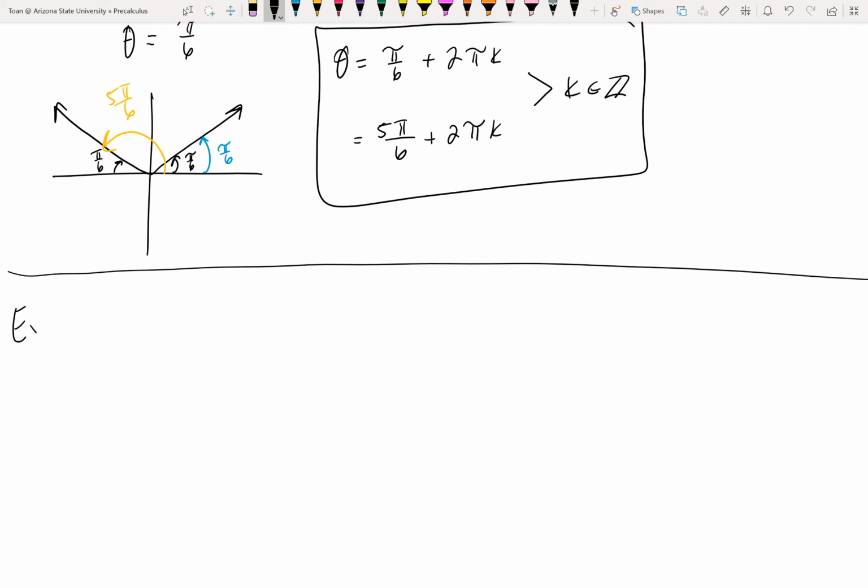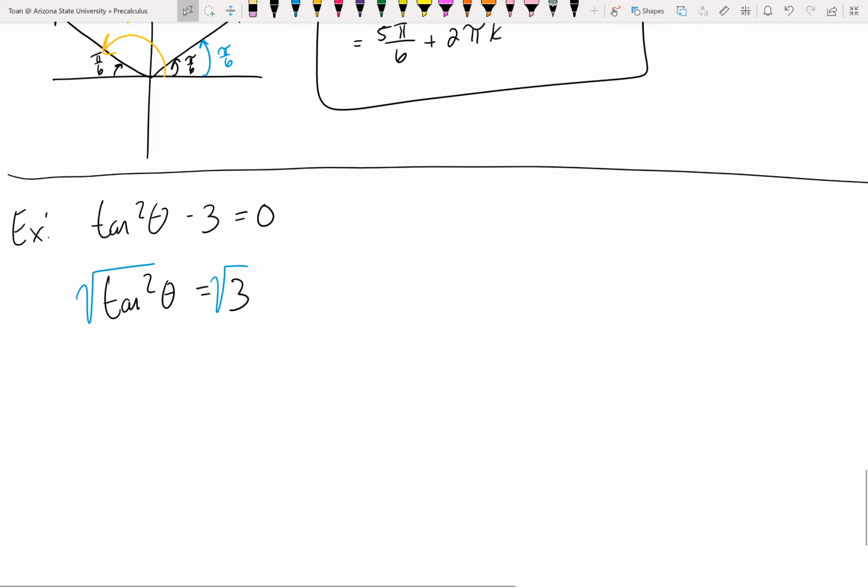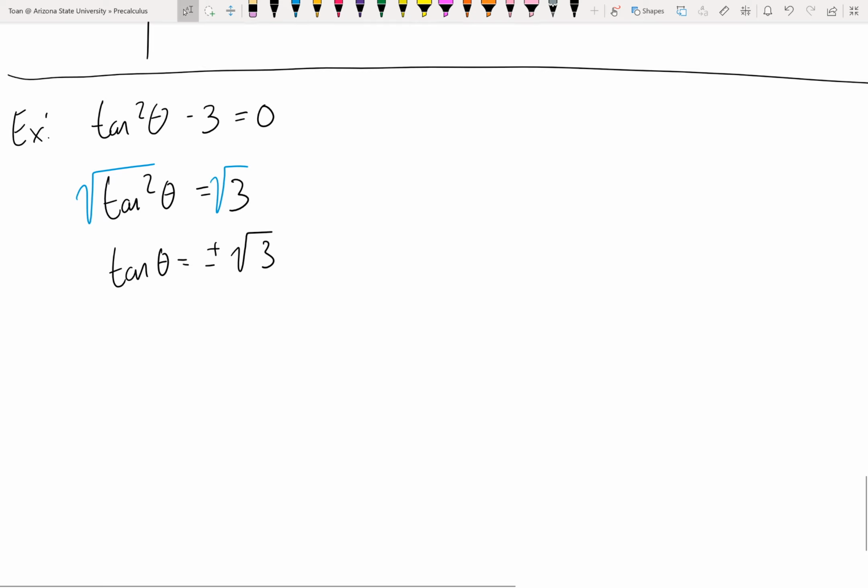So let's do one last example here, just like a non-straightforward example. Suppose I ask you to solve tangent squared theta minus 3 equals 0. So pretty straightforward algebraically. Add 3 to both sides. And I will show my step here, to get rid of that square. Everyone knows you should do the square root. But remember, we are solving an equation. The context is still solving an equation. Even though it's trig, we have to remember from algebra, anytime you take a square root to solve an equation, your result will be plus or minus. And then we can go ahead and take the inverse tangent.